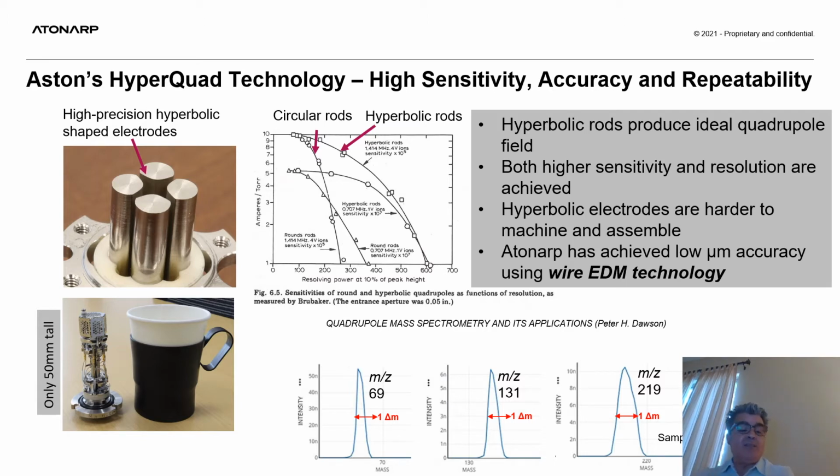A plot of sensitivity versus resolving power for both cylindrical and hyperbolic rods from the Dawson reference shows that for cylindrical rods, a severe penalty, represented by a steep drop in sensitivity, is seen when increasing the resolution slightly. With hyperbolic rods, the sensitivity does not decrease as drastically, hence providing an advantage in both sensitivity and resolution. With the hyperquad, we're able to achieve unit mass resolution, as shown at mass 219 using the standard PFTBA. Much narrower peaks are obtained, obviously, at lower masses, namely 131 and 69.